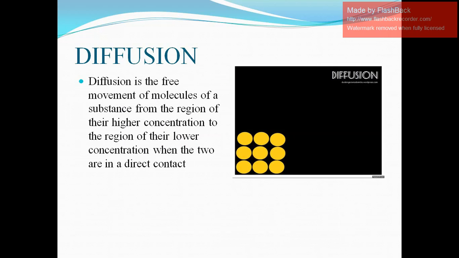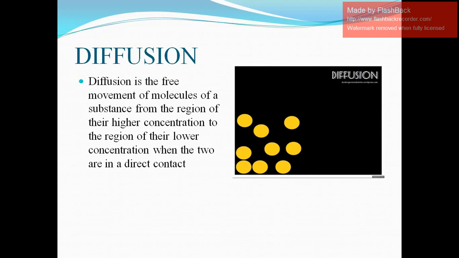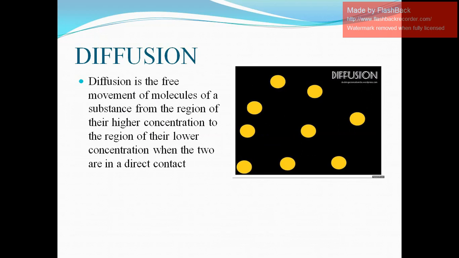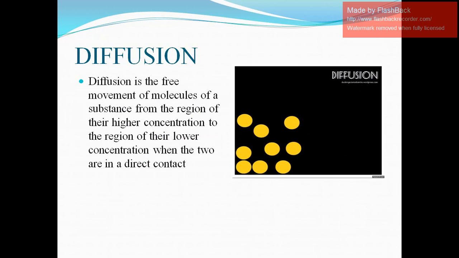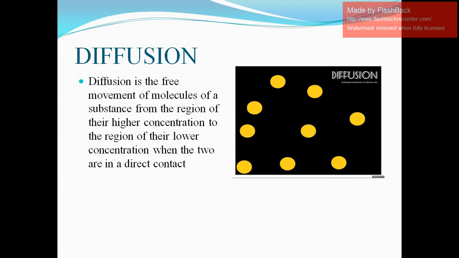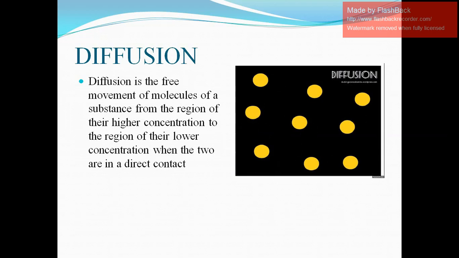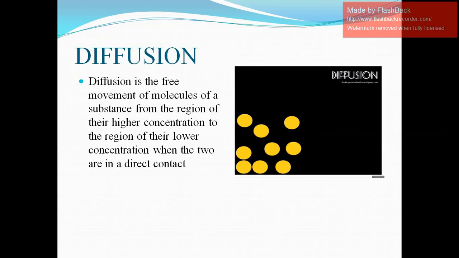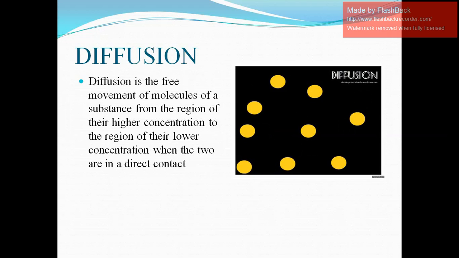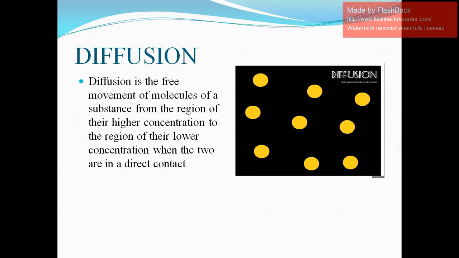Next we come to diffusion. Now what is diffusion? In the picture you can see molecules are freely getting dispersed, or you can say the molecules are freely moving from the region of their higher concentration to the region of their lower concentration. It means you can see the molecules at one corner of the picture getting distributed uniformly to the other corner of the picture. So this free movement of molecules of a substance from the region of their higher concentration to the region of their lower concentration, when the regions are in direct contact, is called diffusion.